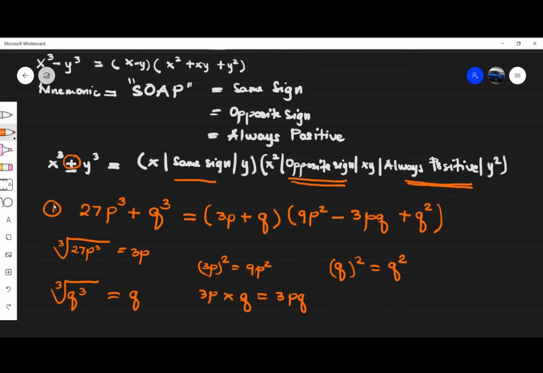So that's how we use the mnemonic SOAP. Again, take note of the word SOAP. In the first parenthesis, we have the same sign. In the middle of the trinomial, that's the opposite sign. What's the opposite of positive? That's negative. And on the last term, the sign will always be positive. So that's how we factor a sum or difference of two cubes.